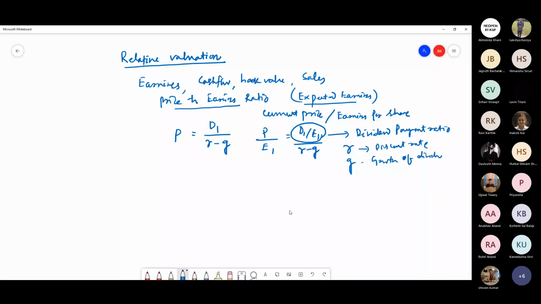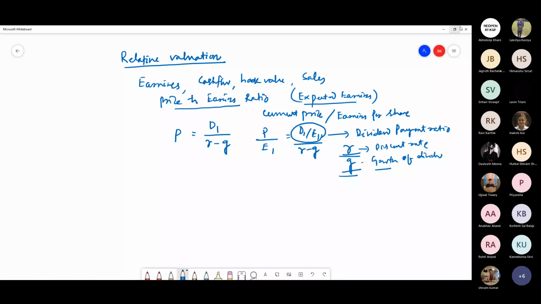So there are three factors affecting the price to earnings ratio. One is the expected dividend payout ratio. Another is the required rate of return, which is R. Then we have the expected growth rate of the dividend, which is G. This is the way the price to earnings ratio can be calculated. So let me give you one example.